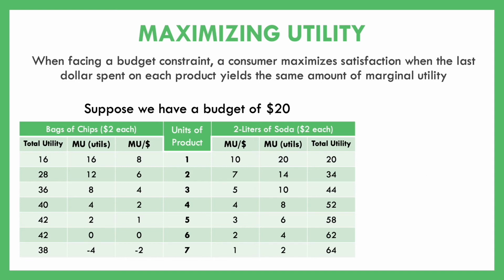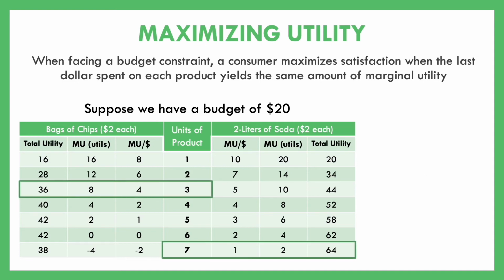Let's say that we choose to consume 3 bags of chips and 7 2-liters of soda. That's what we choose to purchase. Now remember, we need to take a look at the marginal utility per dollar. Starting with chips, we notice that the marginal utility for that third bag of chips is 8. We divide that by a price of $2, and that gives us a marginal utility per dollar of 4 that we can see there. And so we're good there.